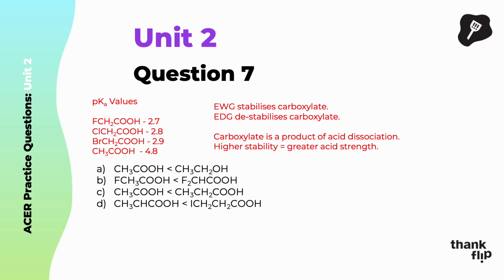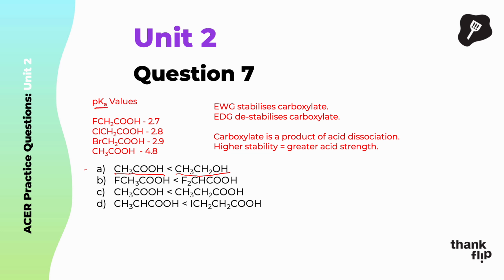So in this question, we're being asked to figure out which one of the following answer options has the correct relationship between the two molecules, and this is in terms of acid strength. So that would mean that, for example, with option A, it's saying that this molecule here is a stronger acid than this molecule here.